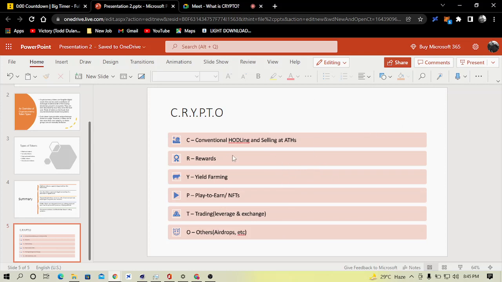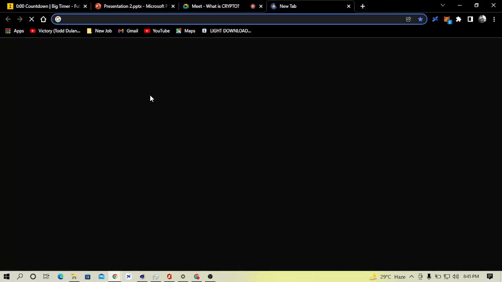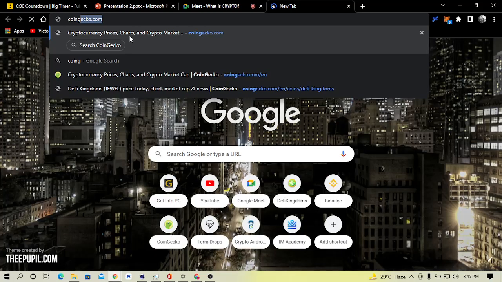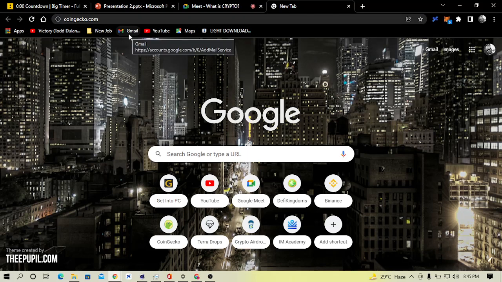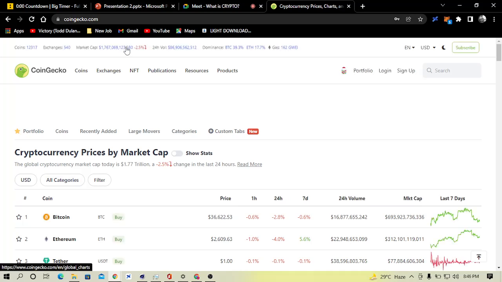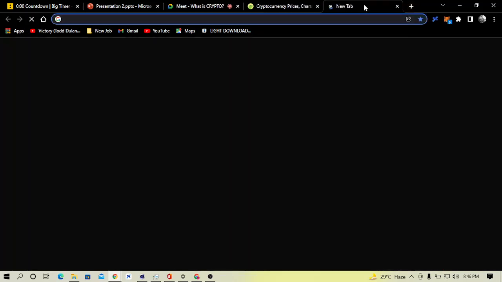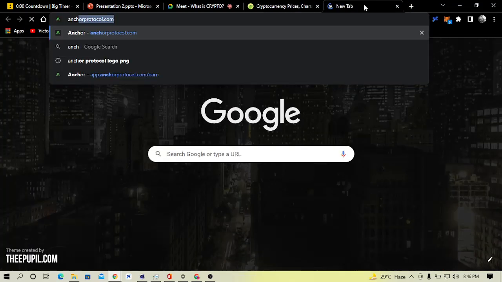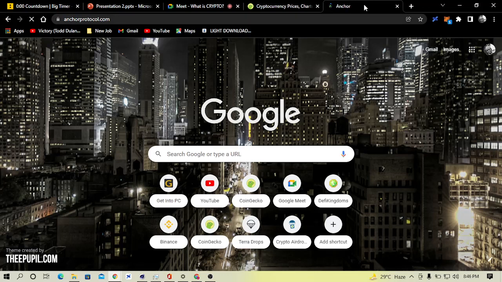So, rewards. Let's start with rewards. Okay, so what do I mean by rewards? Let's start with CoinGecko first. So reward means I'm staking this particular asset and I'm earning a particular amount of rewards. So I'm going to show you the Anchor protocol, and I'm going to show you one other one, Wonderland.